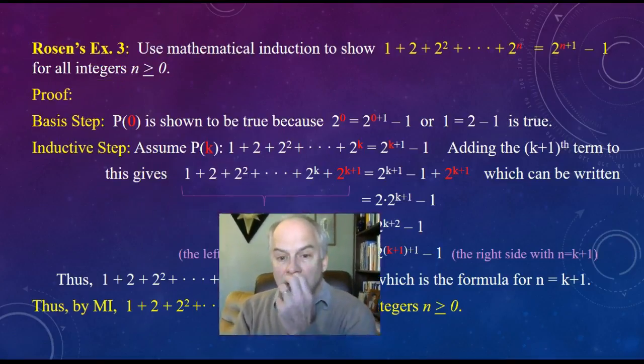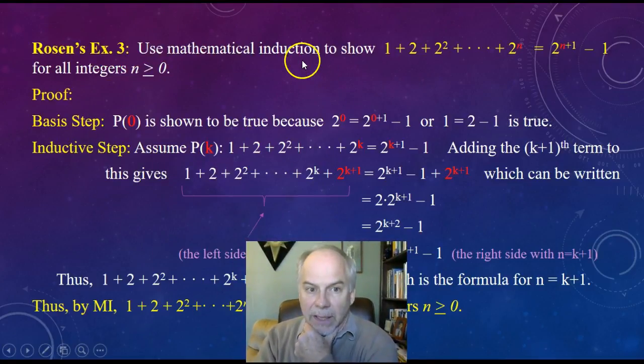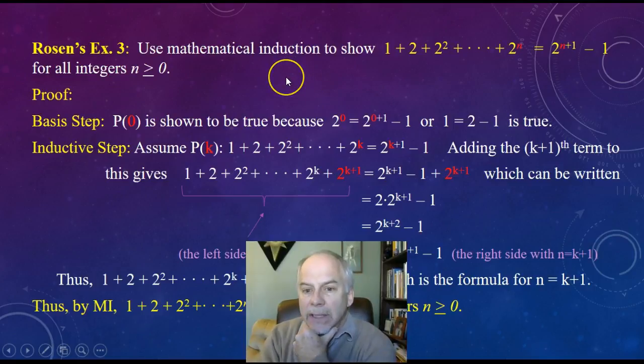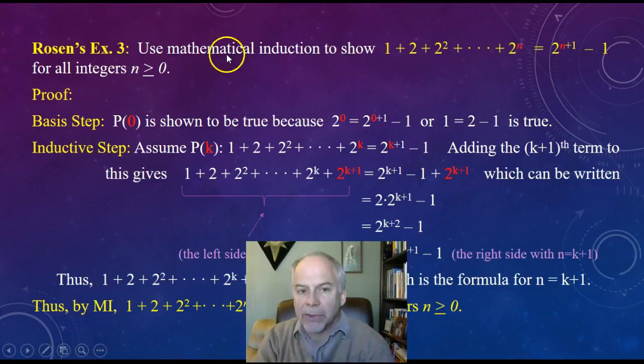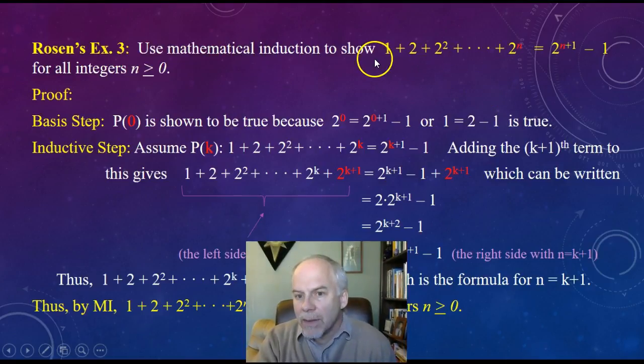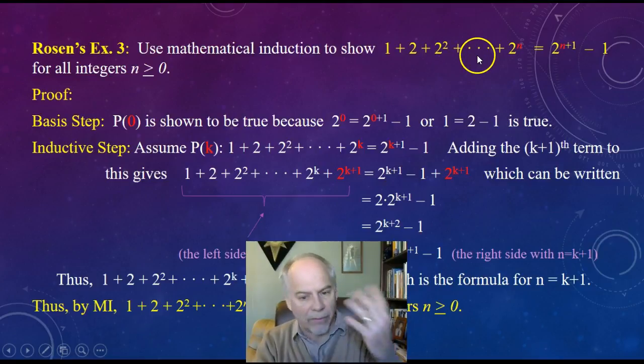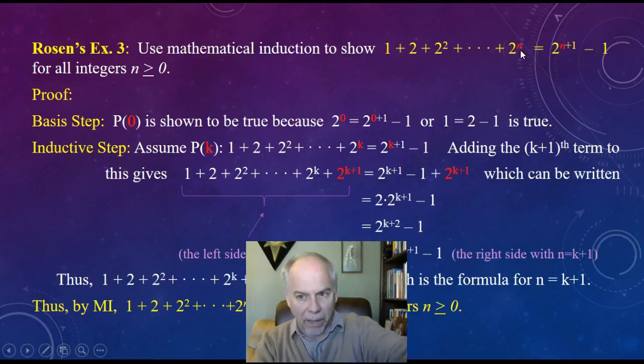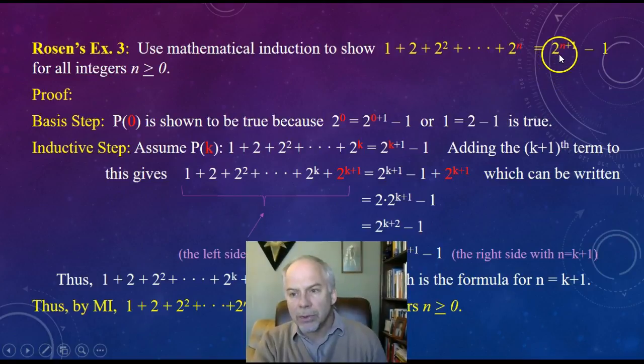Now, let's look at Rosen's example number 3. This one is a little different because it involves exponents, but it's not something really strange and difficult. Rosen's example 3 says use mathematical induction to show that the sum 1 plus 2 plus 2 squared plus 2 to the third plus 2 to the fourth all the way to 2 to the nth power, for whatever value of n we want, is equal to 2 to the power of n plus 1 minus 1.